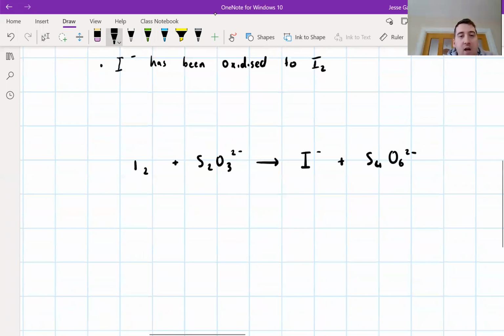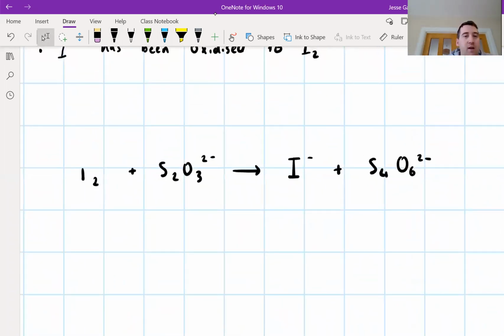So again, assign oxidation numbers to this. Pause the video and do that now. All right, show me if you've tried to do this. This is an element uncombined, I2, so its oxidation number is 0. Here, oxygen is -2, so the total charge on the oxygen is -6. And this is a complex ion, so the total charge must add up to -2, the charge on the ion. That means the sulfurs have to have a total of +4, and +4 minus 6 gives you -2. That's correct.